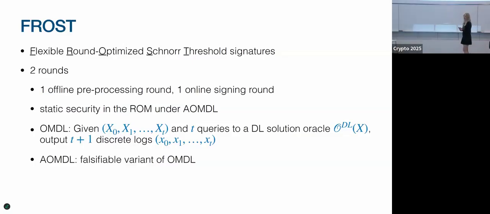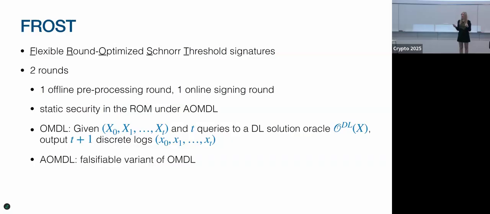So FROST stands for Flexible Round-Optimized Schnorr Threshold Signatures. It's a threshold Schnorr signature scheme that consists of 2 rounds. The first round is an offline preprocessing round, so it's independent of the message or the signing set, and then you have 1 online signing round. The static security of FROST has been shown in the ROM only under the algebraic one-more discrete log assumption.